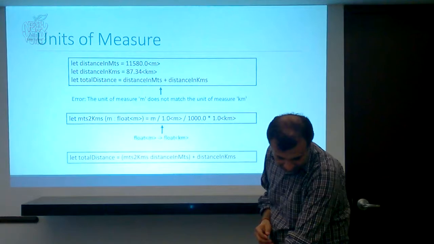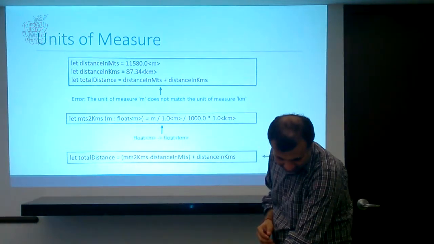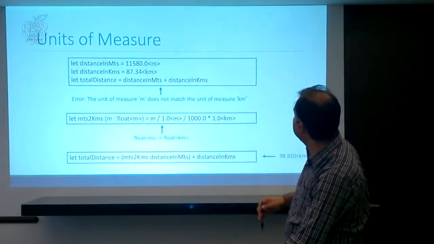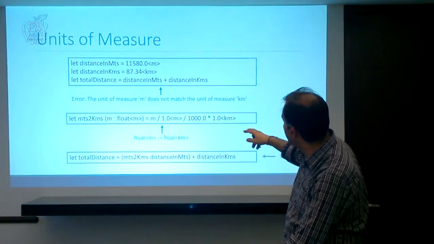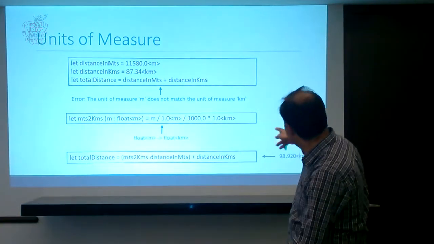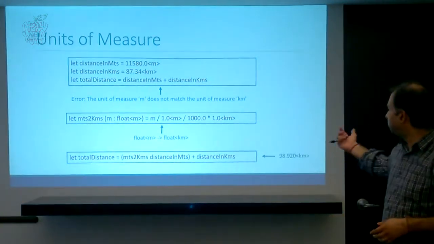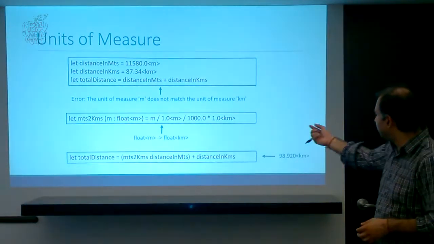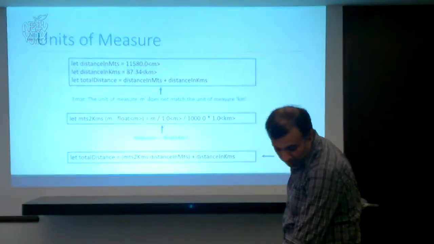It actually can make a lot of things. Same thing, you see the unit doesn't match, so now you can convert it. Once you convert it and you have the function, the units of measure map, this is valid code.